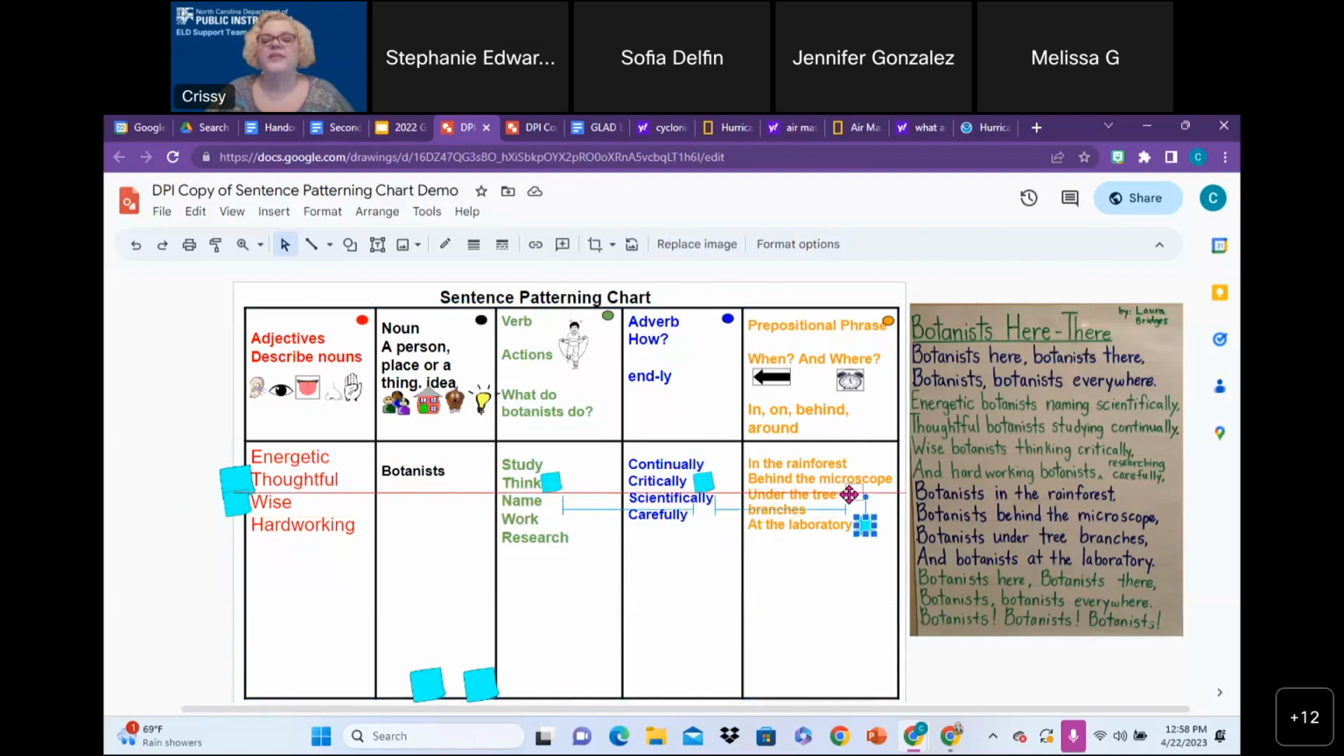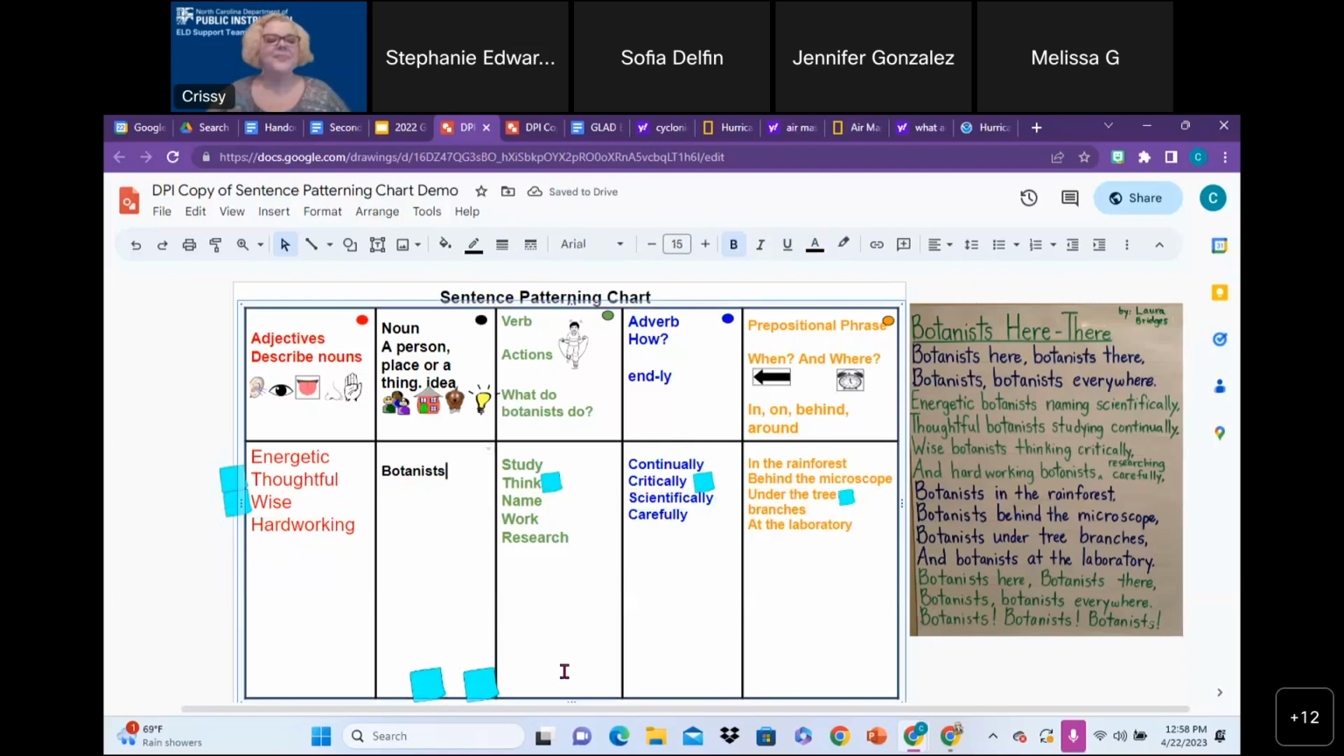So I'm going to ask that you just kind of lead us, and we'll join in with you singing, with you leading us through the chant with these new words that you've selected. Okay? Okay. Thoughtful, wise botanist. Thoughtful, wise botanist. Botanist, thoughtful, wise botanist. Think, think critically under the tree. Yay! Thank you so much for being so brave as to do that.